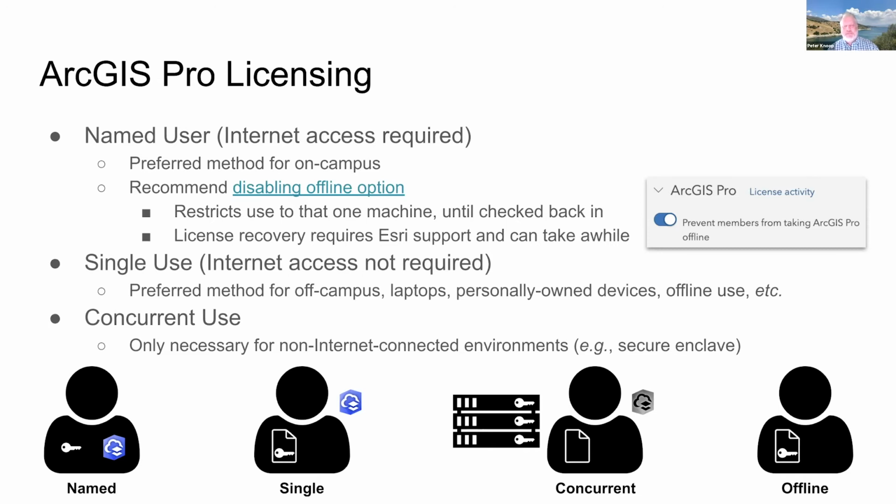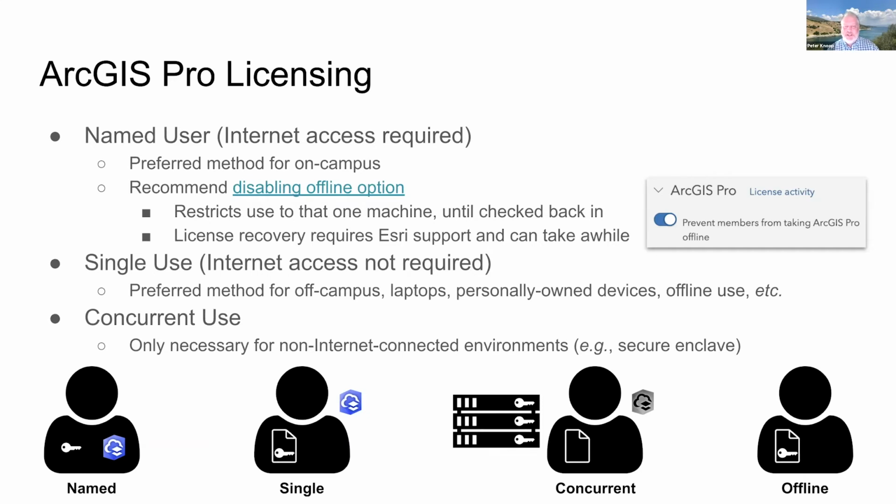So instead, if people are going to be offline or they're working off campus or using laptops, personally owned devices, we strongly suggest they use single-use licensing instead. And we make the provision file for that available from one of our institutional file shares. So they have to log in to get to it, but it's all self-service.